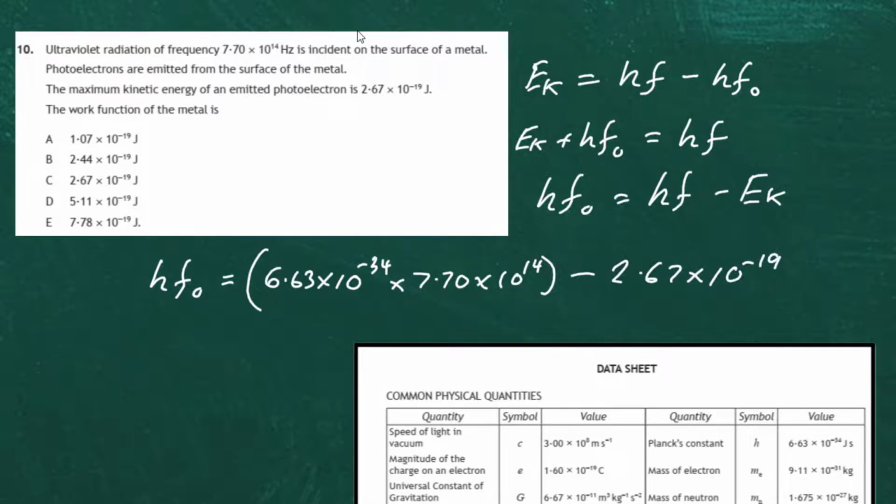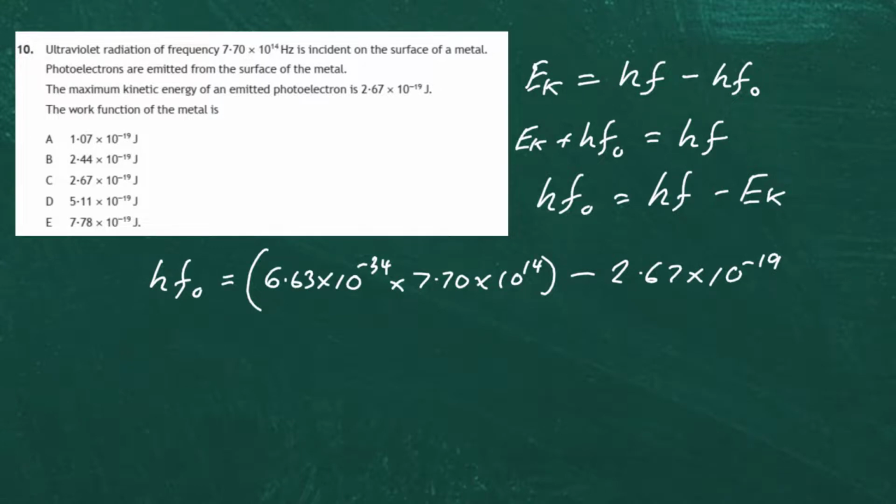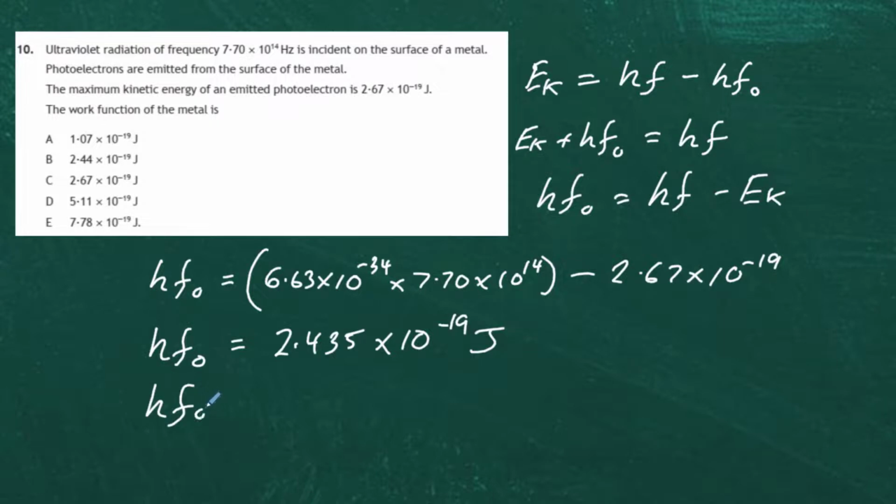So there's our equation all set up with the numbers in it, and all we have to do is our calculator work, and we end up with the work function hf₀ turning out to be of the order of 2.435 times 10 to the minus 19 joules. We can round that to 3 significant figures, so the work function hf₀ is equal to 2.44 times 10 to the minus 19 joules, and that means our answer is B. So our answer for question 10 is B.